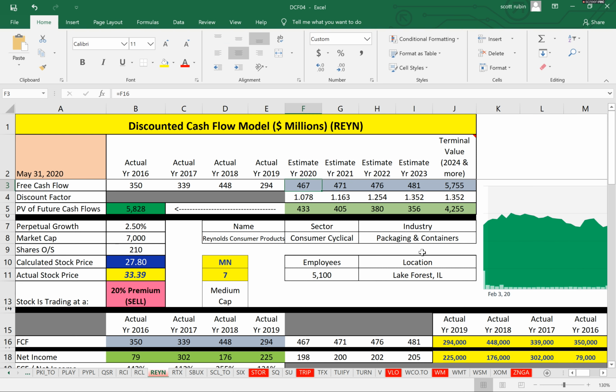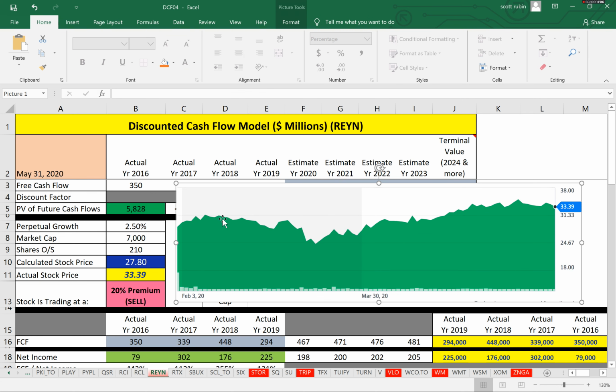So we estimated the future cash flows for 4 years, and then we did a terminal value, which is all the years beyond year 4. Then we discounted those numbers back to today using the WACC. And the sum of those numbers is the value of the company, $5.8 billion. And when you divide that by 210 million shares, you get a stock price of $28. And it's trading at $33. So it's trading at a 20% premium, so we consider this a sell.